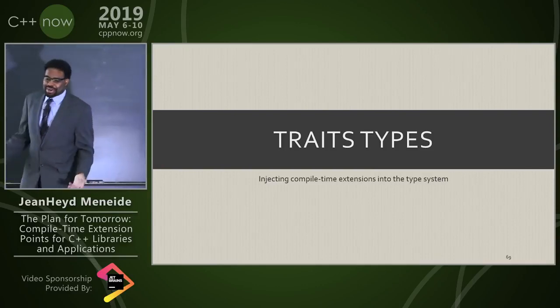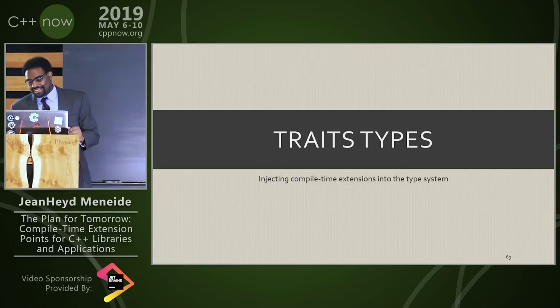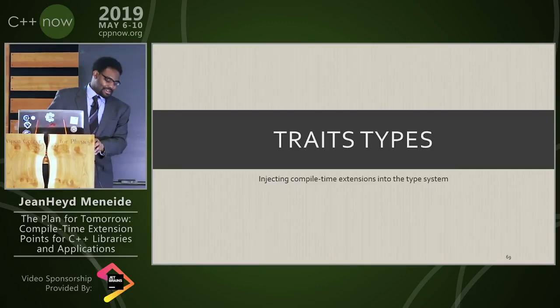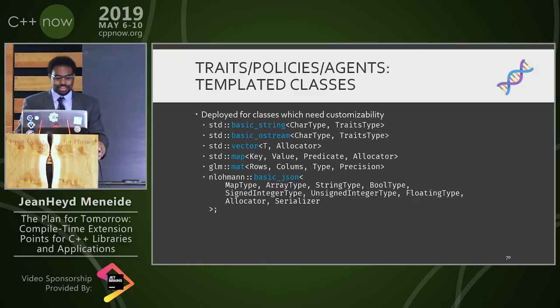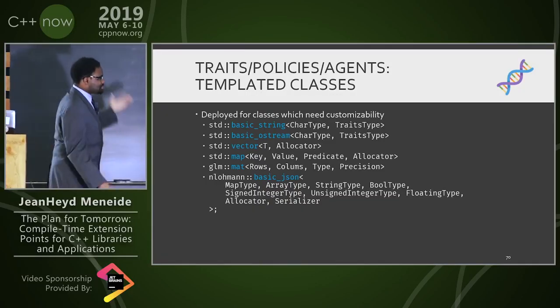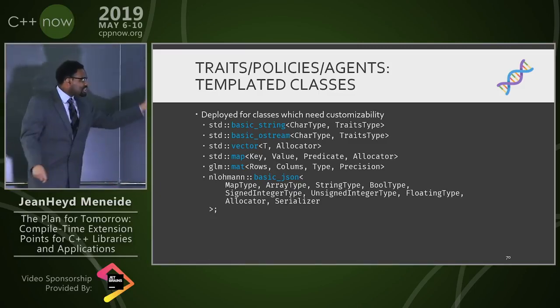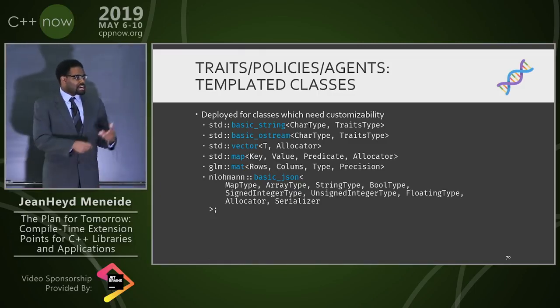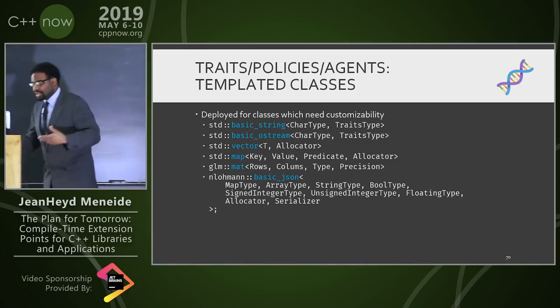Okay, so now we're going to get to the nicer stuff, the stuff that doesn't have to do with the compiler mandated by the author. Trace types. No ADL here, unless you ask for it. All that stuff is going to be nice. So trace types, there's a bunch of them: basic string, basic ostream, std vector, std map, stuff in GLM, even Nlohmann JSON is not actually just a concrete type. It's a massively templated type on map type, array type, allocator, serializer, and all that stuff.